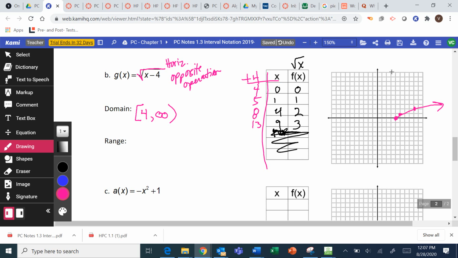The y, same kind of thing. We're going to go all the way down to 0, but it does include 0. And then we're going to go all the way up to positive infinity. So when you have square root graphs, they're going to have a bracket and a parenthesis, depending on which way you're facing.